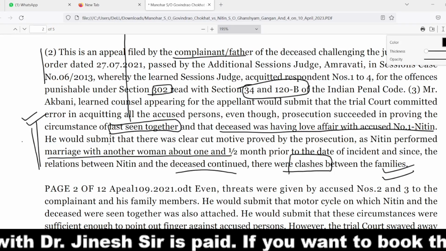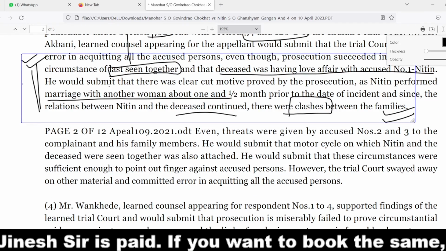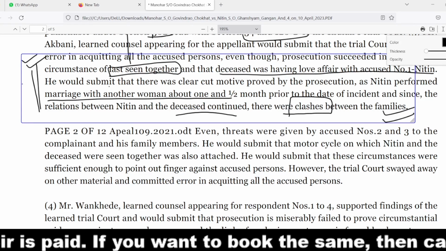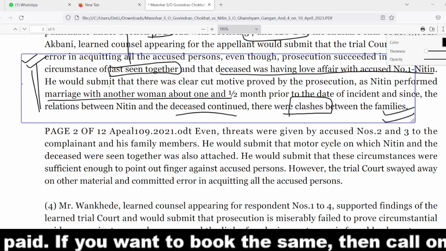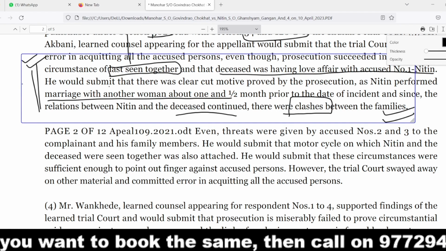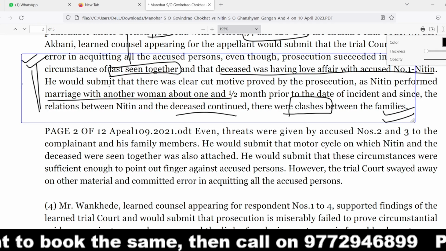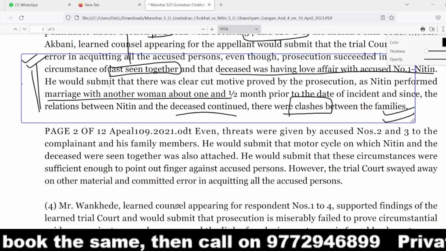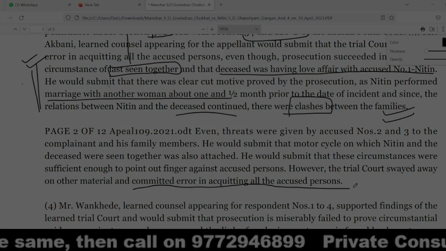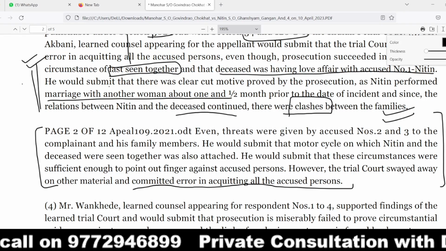Apart from that, the allegation is that threats were given by accused numbers 2 and 3 to the complainant and his family members. He submitted that the motorcycle on which Nitin and the deceased were seen together was also attached. He submitted that the circumstances were sufficient to point a finger against the accused person. But the trial court, while overlooking all the material, had acquitted the accused and therefore committed an error in acquitting the accused person. So all of you are now clear on the facts of the case.